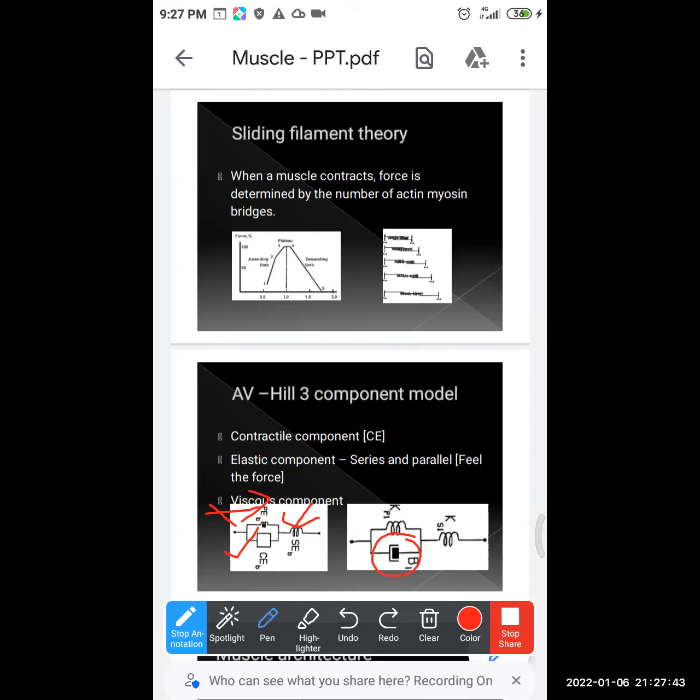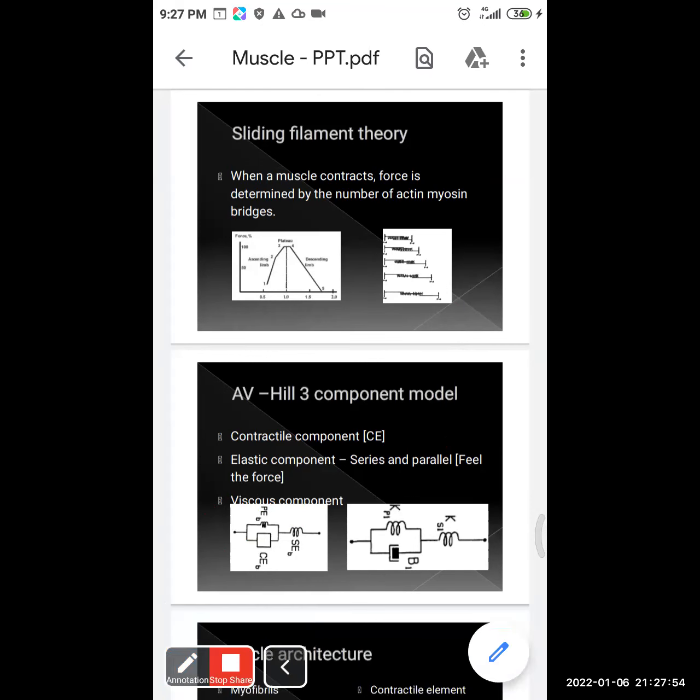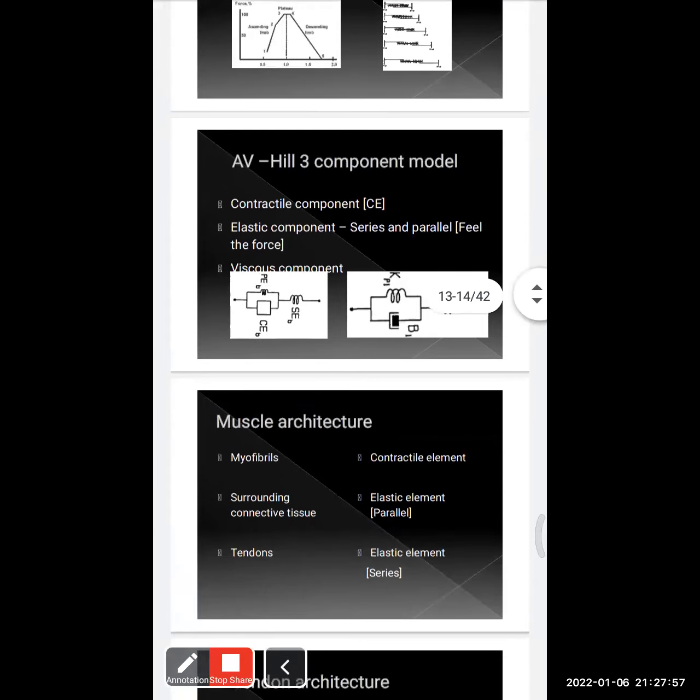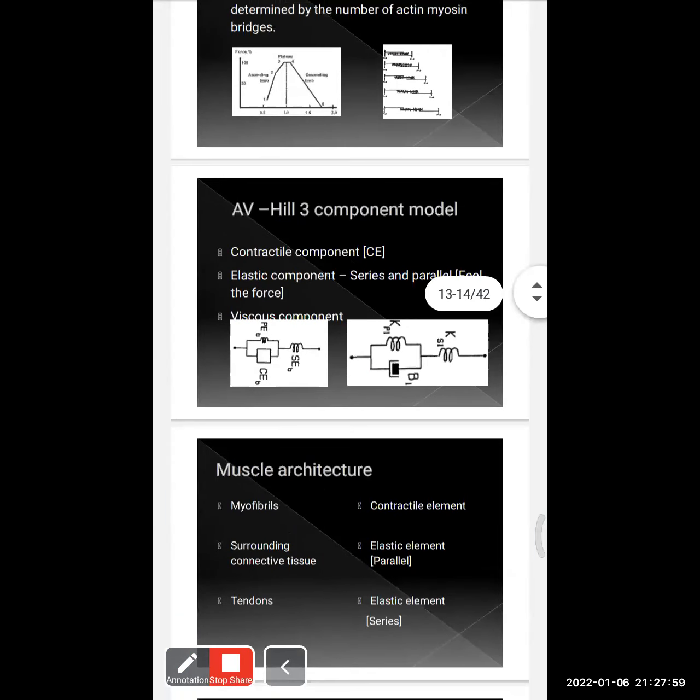We'll come to these components. Why are these there, and what are these basically? The contractile element is basically contributed by your myofibrils, which we are all familiar with, your actin and your myosin filaments. Now, the elastic components in parallel are the surrounding connective tissues.